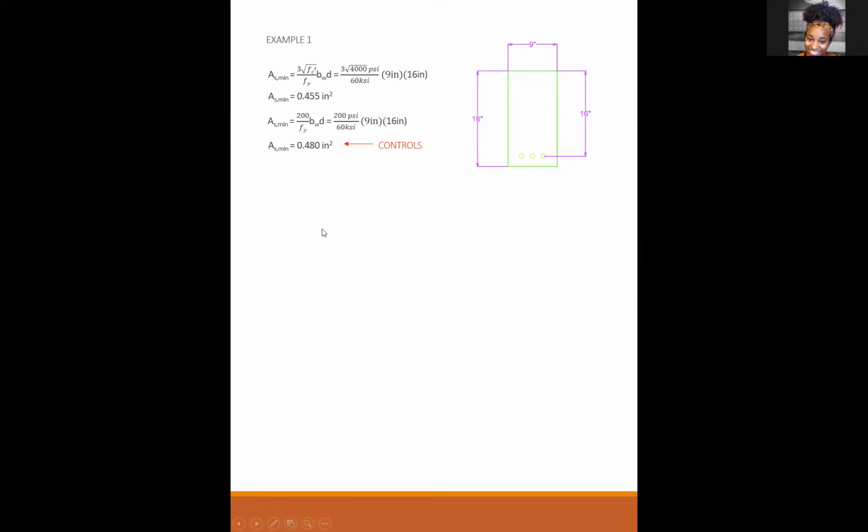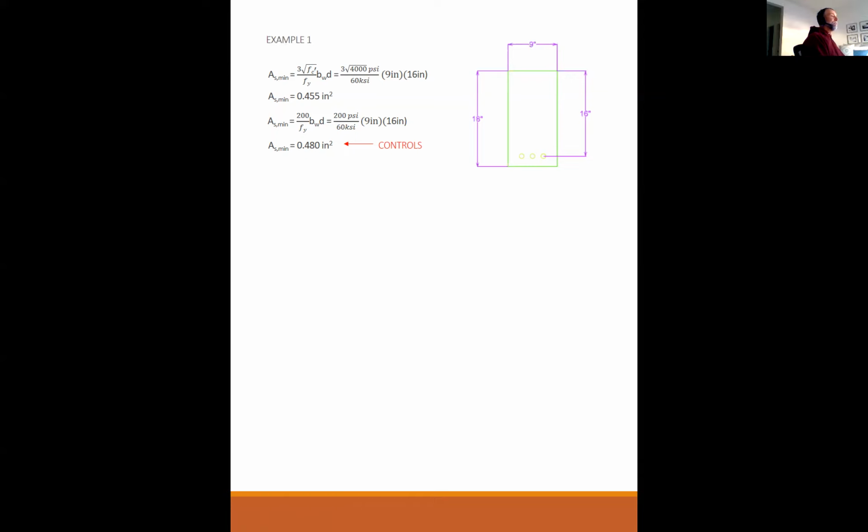It's in the textbook and it's in the ACI code as well. It's clearly defined as the greater of A or B. Okay. Thank you.